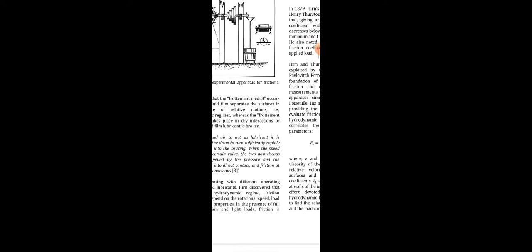So what should we say about the gas lubricant? For water and air to act as a lubricant, it is necessary for a drum to turn sufficiently rapidly to drag them into the bearing. When the speed reduces to certain values and the two non-viscous surfaces come into direct contact, the friction at once becomes enormous. So this is the case again.